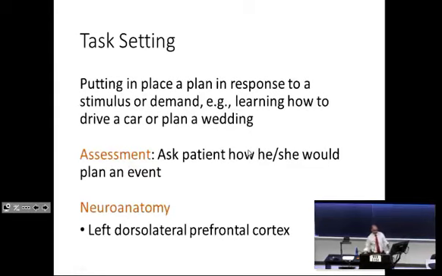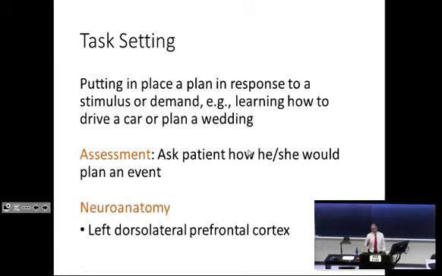Now, task setting refers to putting in place a plan in response to a stimulus or a demand. So, for example, learning how to drive a car or to plan a wedding. You've got to organize it. You've got to plan it, okay? So one thing you can do is you can ask the patient how they would plan an event. But also, in any task, there is executive function.